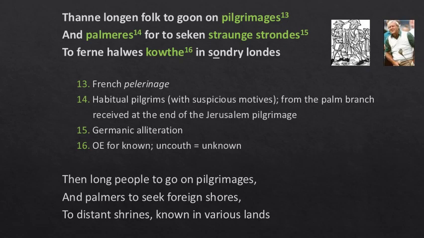Because they don't just want to go to the local pilgrimage site. They want to go to straunge strondes, strange strands, strange shores. Notice another alliteration. Ferne, that's far. Halwes, that's hallowed. Like hallowed be thy name, or All Hallows Eve, Halloween. To faraway hallowed places. Couthe, remember couth is known and uncouth is unknown. Couthe in sundry londes. Sounds a little bit like world traveling, doesn't it?